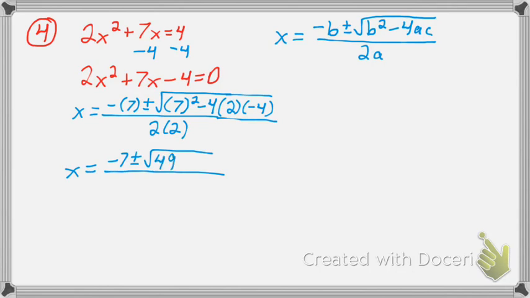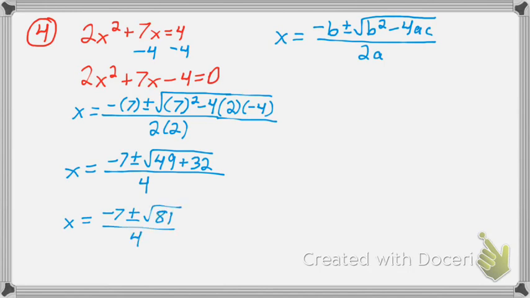So this is going to be negative 7 plus or minus the square root of 7 squared is 49. Negative 4 times 2 is negative 8. Negative 8 times negative 4 is positive 32. And 2 times 2 is 4. I'm going to really quick simplify this discriminant. 49 plus 32 is 81. So negative 7 plus or minus the square root of 81 over 4.